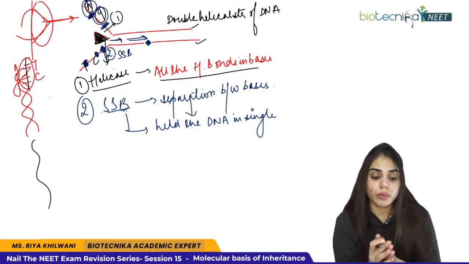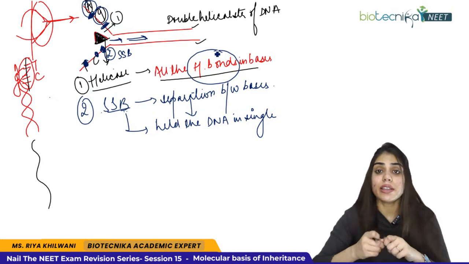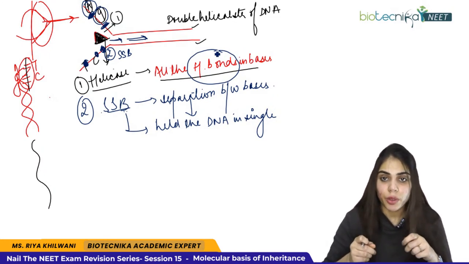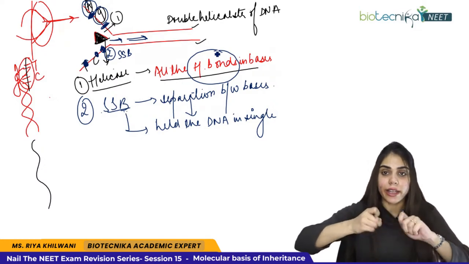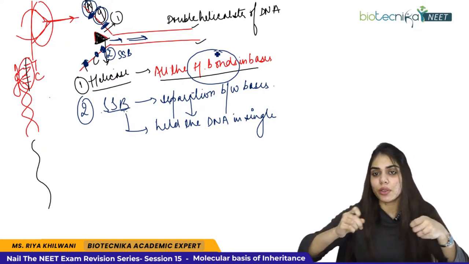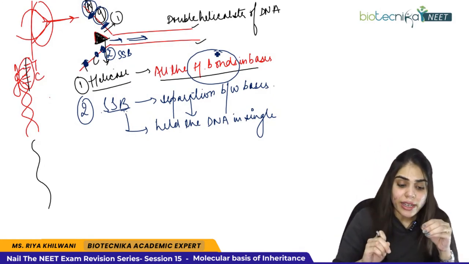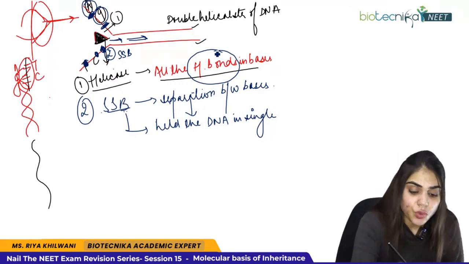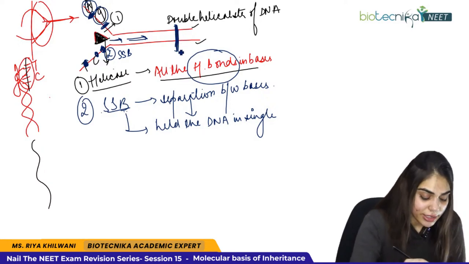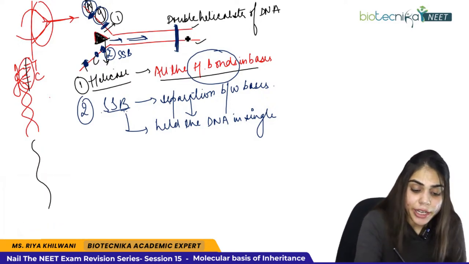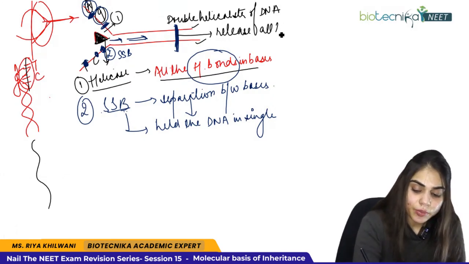But to break all the hydrogen bonds, it is very important to release the strain or tension in the DNA. Because you all know how nylon wires get entangled with each other. So to release all the stress, one enzyme comes into play, that is known as DNA gyrase. So what is the function of DNA gyrase here? DNA gyrase plays a role in releasing all the tensions in the DNA.